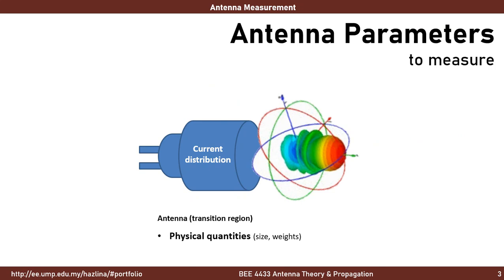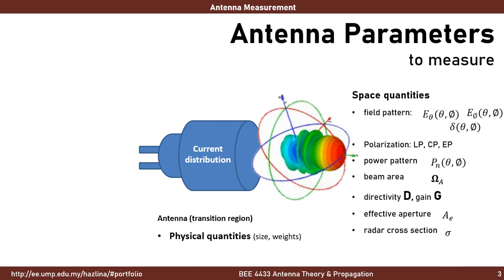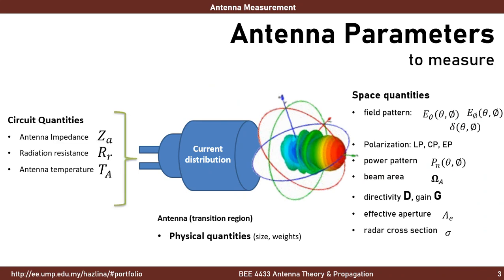Parameters that we look into when measuring an antenna include the space quantities, which are the antenna's radiation pattern, consisting of antenna gain and efficiency, and its polarization, while the circuit quantities involve the measurement of impedance, voltage standing wave ratio, and bandwidth.